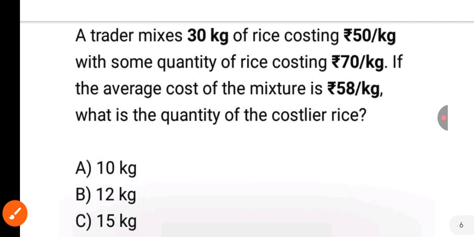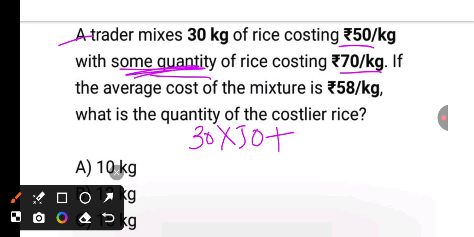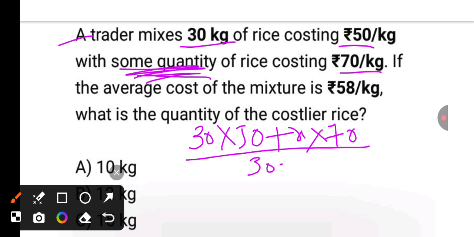See the last question. A trader mixes 30 kg of rice costing 50 with some quantity of rice we don't know, costing 70, and the average is 58. Here 30 into 50 plus some quantity, let it equal x into 70, whole divided by the total, which is 30 plus x, equals 58.